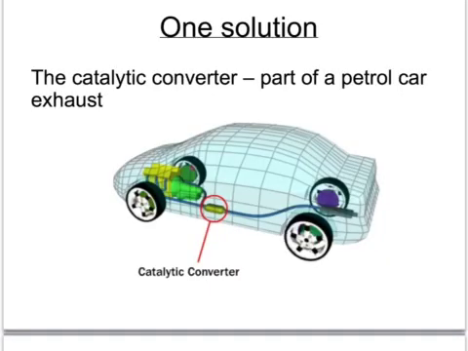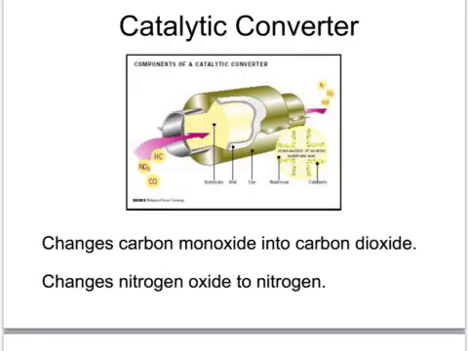For petrol cars, the catalytic converter is a part of the exhaust system, which is designed to convert some of the pollutant gases in the exhaust into more favourable gases. It contains a catalyst, and a catalyst is a substance that makes a chemical reaction go faster than it would do normally, and yet can be used again and again.